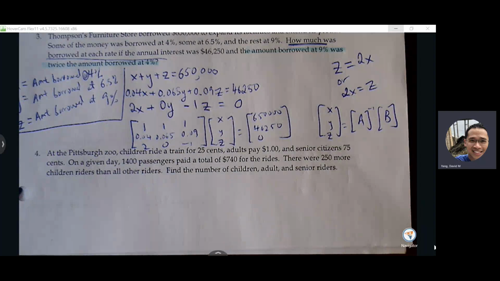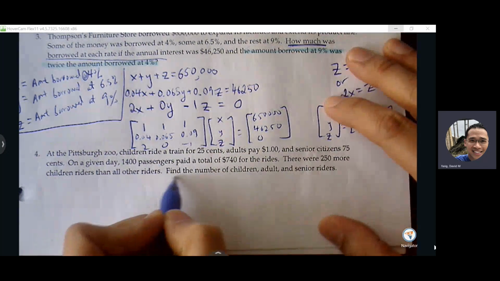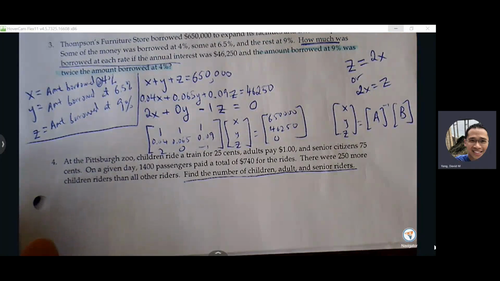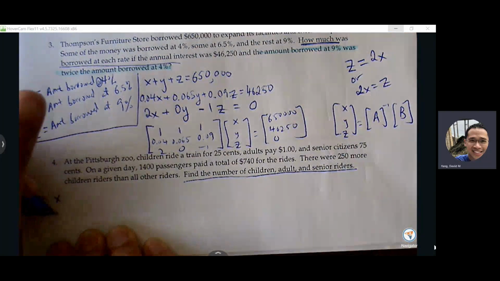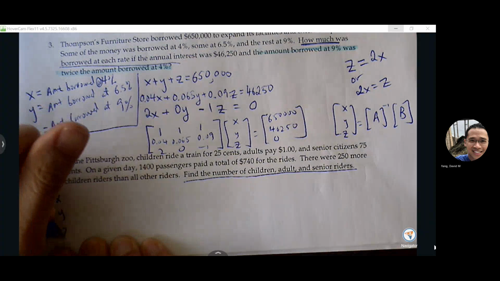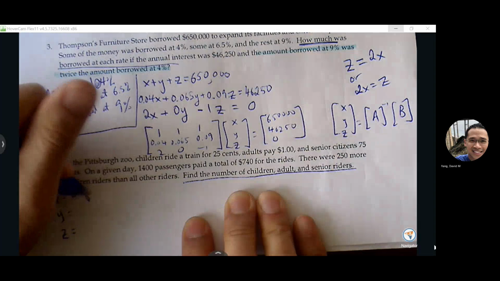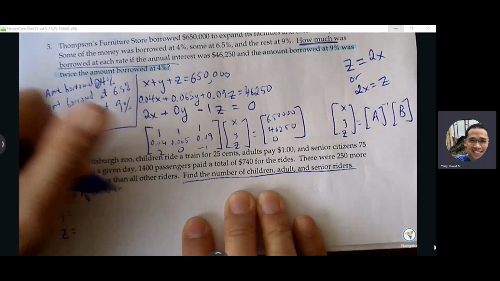At the Pittsburgh Zoo, children ride a train for 25 cents. Adult pays $1, senior citizen 75 cents. On a given day, 1,400 passengers paid a total of $740. There were 250 more children riders than all the other riders. Find the number of children, adult, and senior riders. Okay, so I like to use that last sentence to help me assign what I'm looking for. How many variables? So this one is not cost, right? This is the number of children, number of adults, number of senior riders.